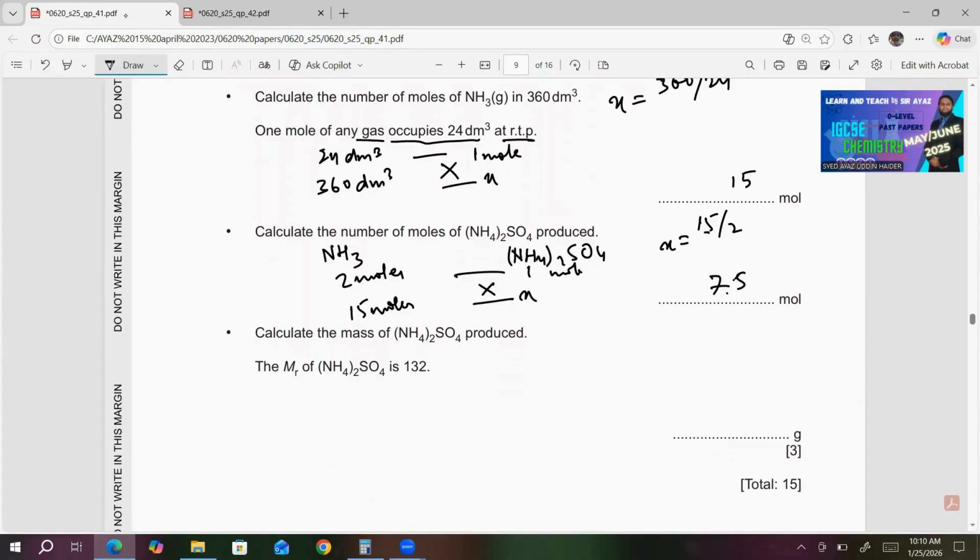In the last step, they expect us to calculate the mass. Mr is provided, which is 132. Simply multiply 132 by 7.5 in order to get the mass. So the mass is 990 grams.